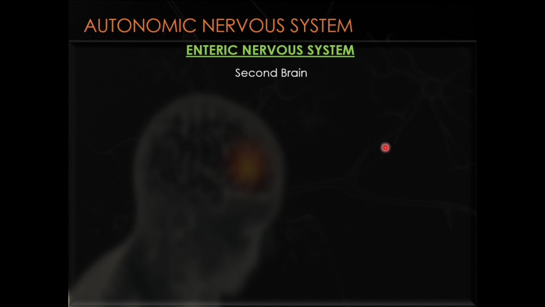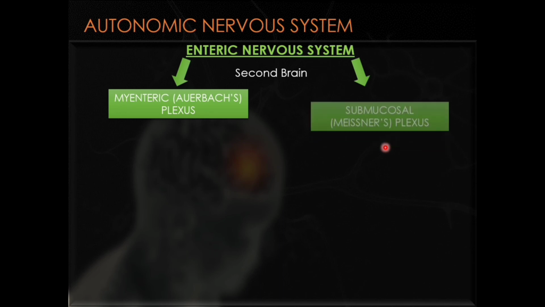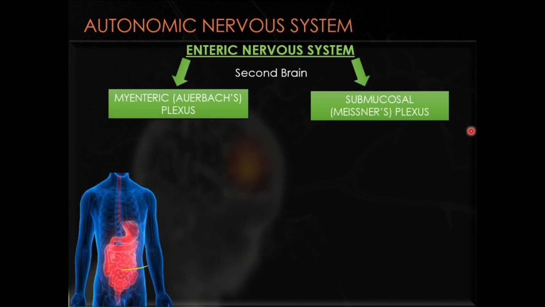The principal components of the enteric nervous system are two networks or plexuses of neurons, both of which are embedded in the wall of the digestive tract and extend from esophagus to anus. The first network is the myenteric plexus, which is also called Auerbach's plexus, and the second is called the submucosal plexus, also called Meissner's plexus.